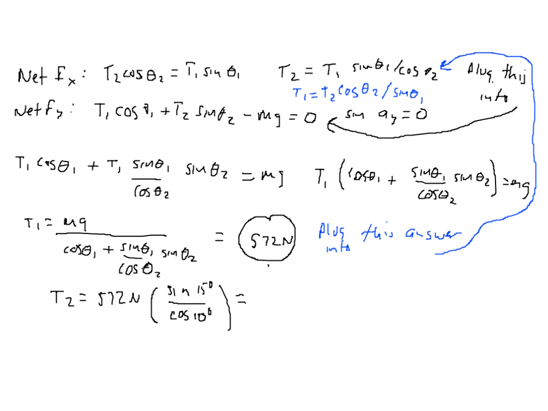So the book used actually a more massive person. So this is a problem that I got from the book using the book's numbers. They got something different, but they used a different mass person. So for T2, I got 150 newtons. And you can check me on that one. It looks like 156 with that poorly written 0.